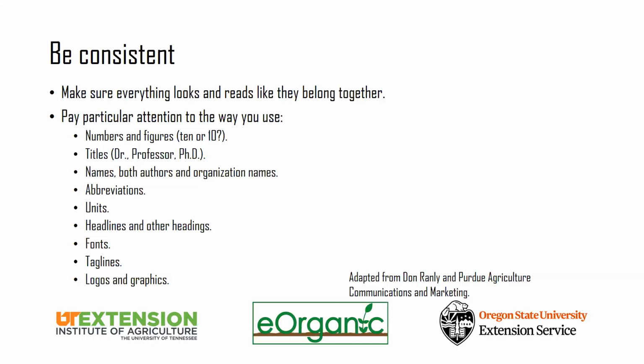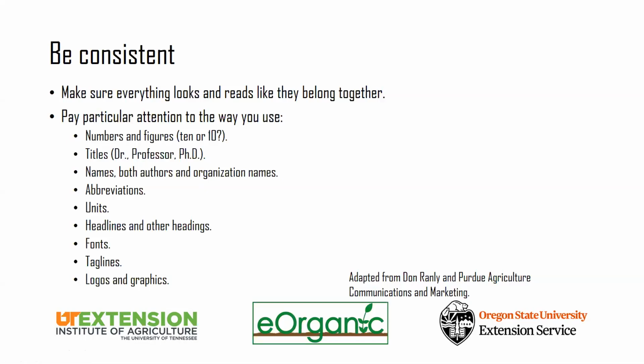Then things like titles, be consistent. If you're mentioning a person's title, do it for everybody that you use or don't do it for anybody. And then you want to make sure that you're using names, authors and organization names the same, and abbreviations, and units is a big one for us. Again, if you're used to writing journal articles, oftentimes we use the metric system when we're writing journal articles.